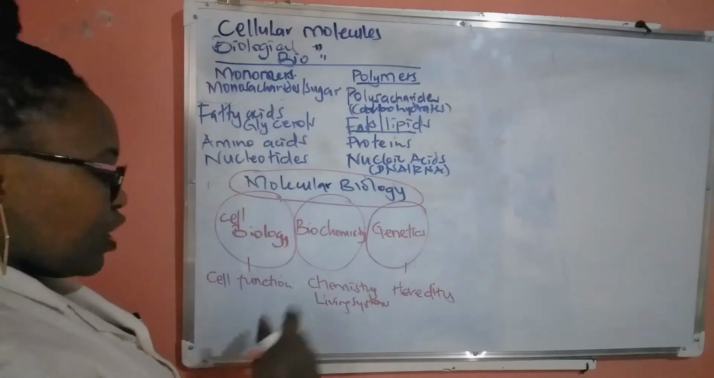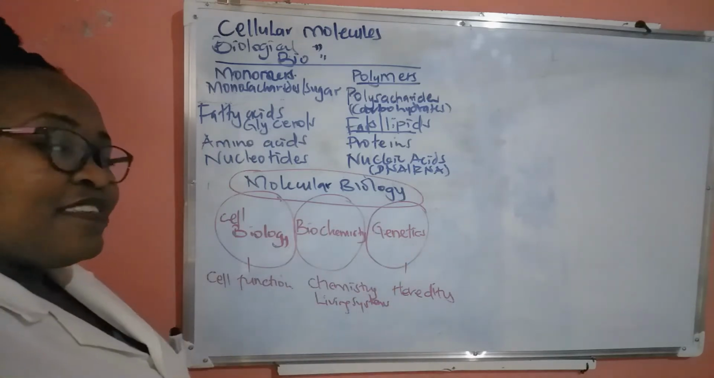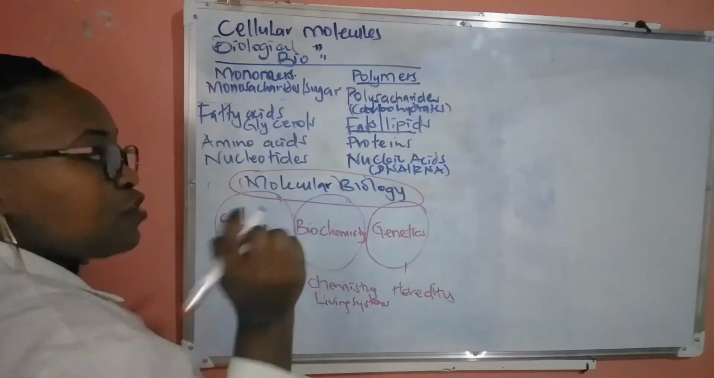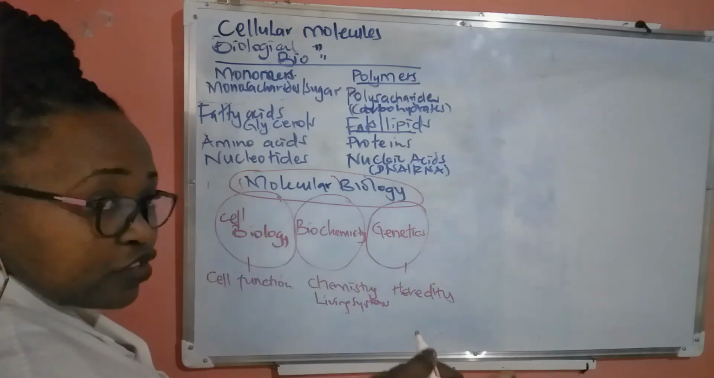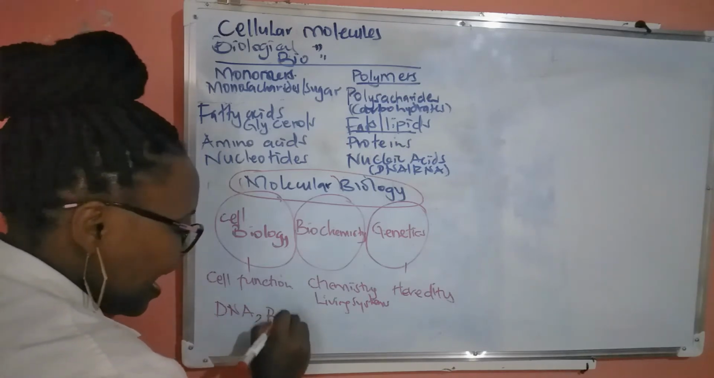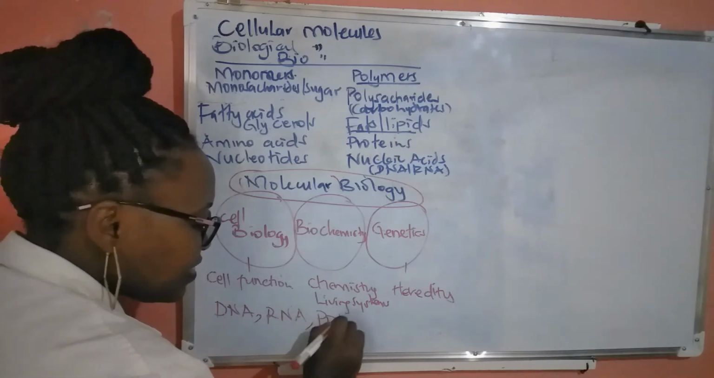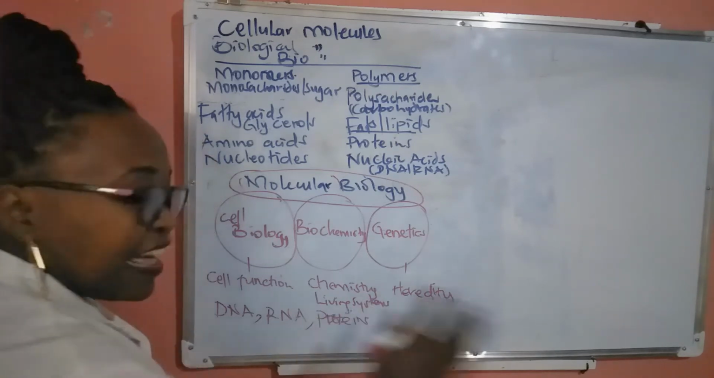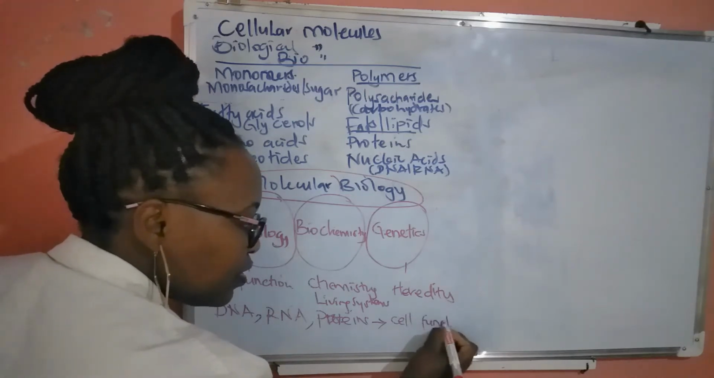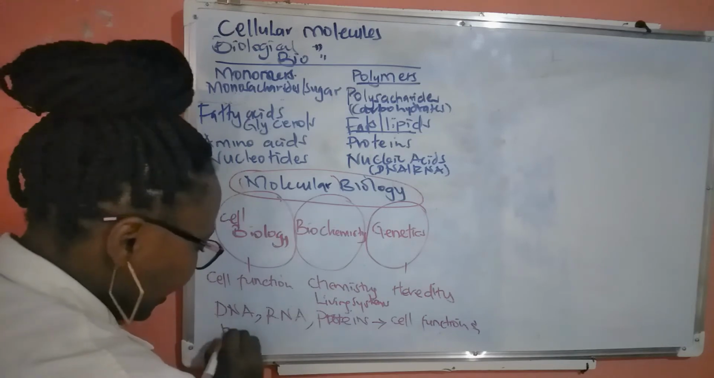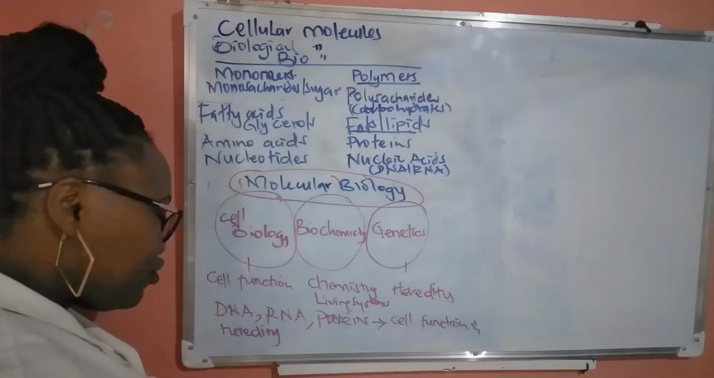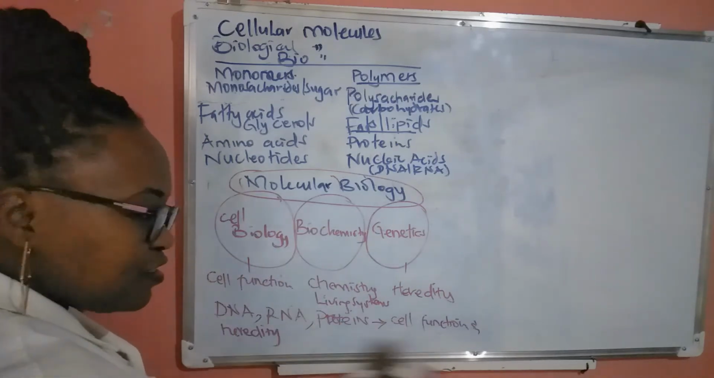So as a summary, we can say that molecular biology is the study of molecules, remember, because of this word. Mainly the molecules that we study in molecular biology are DNA, RNA, proteins, and other macromolecules that are involved in cell function and heredity. And heredity is huge. We look at genetic variations, biodiversity, and so many others.